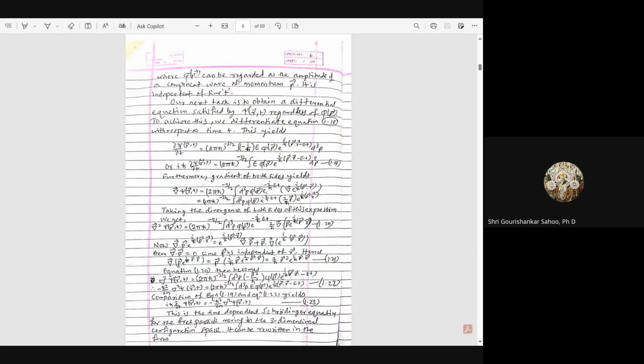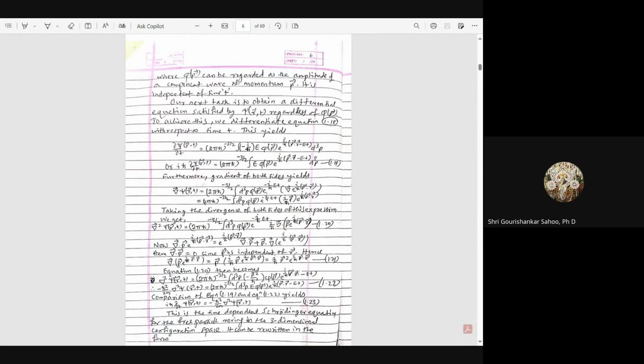Now del dot p e to the power i by h cross p dot r can be written as e to the power i by h cross p dot r del dot p plus p dot del e to the power i by h cross p dot r. And you know del dot p is equal to 0, since p is independent of r. So you can write del dot p e to the power i by h cross p dot r is equal to p vector i by h cross p vector multiplied by e to the power i by h cross p dot r, which is equal to i by h cross p square e to the power i by h cross p dot r.